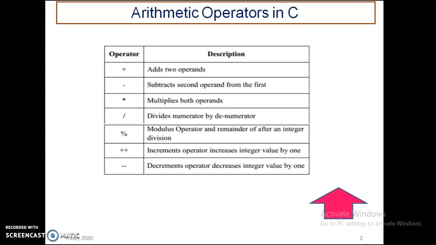Whereas the percentage symbol, that is the mod operator or modulus operator, otherwise called the remainder operator, will provide us the remainder of the division operation. Then the plus plus operator, the increment operator, increments the value of data by 1. The decrement operator decrements the value by 1.